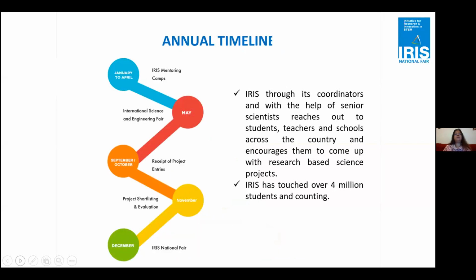The annual IRIS timeline goes like this. At present, we are at that stage of the year when students are normally working on their projects. This is a time when students can actually sit down, put their projects together, and start writing out the synopsis. The IRIS website will be open to synopsis sometime towards the end of July, and you can then go online and submit your synopsis. The synopsis, of course, we will be discussing that in detail, and we will be guiding you on how the synopsis needs to be written.